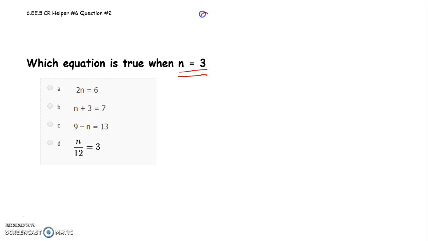I'm going to use a method called guess and check. Guess and check is a good strategy when you're working on a multiple choice test. If I want to know which equation is true, maybe I'll guess letter D is true. Maybe I'll check letter D. So I do n divided by 12 is 3.